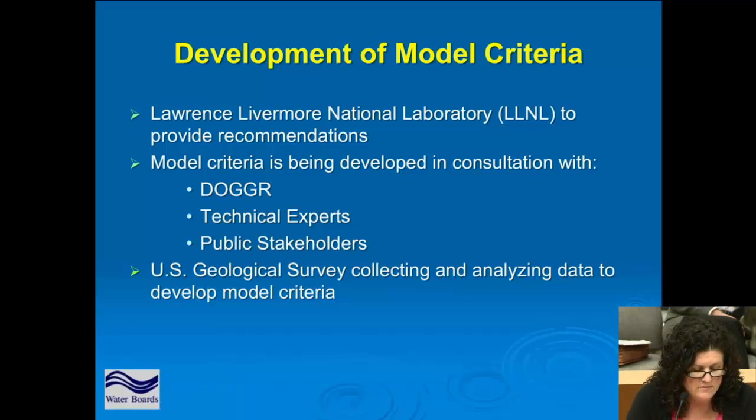Similar to what we did for the nitrate report to the legislature, where UC Davis was our technical expert and provided recommendations, Lawrence Livermore is now our expert on this project and will be providing us with recommendations for the model criteria. We'll then develop the final model criteria based on those recommendations and in consultation with Dogger and public stakeholders. Also, USGS is doing their work since there really isn't a lot of information out there regarding any potential effects. They're helping to collect and analyze the data to help develop the regional groundwater monitoring approach.